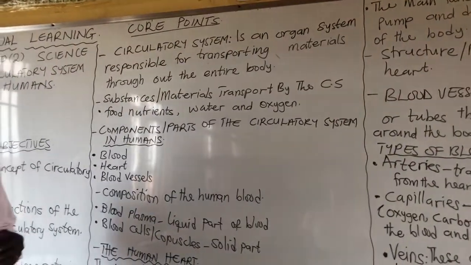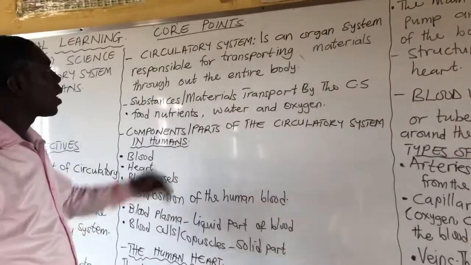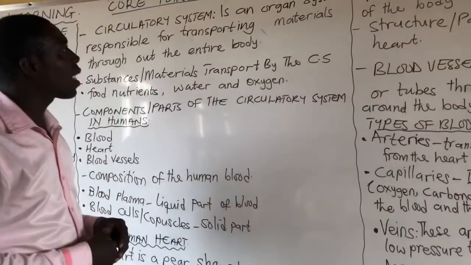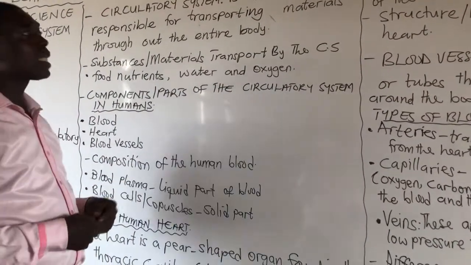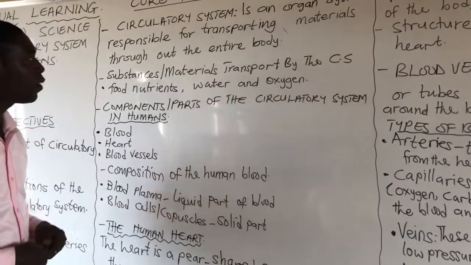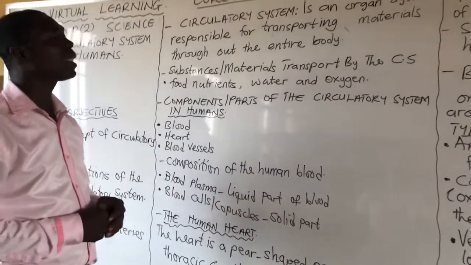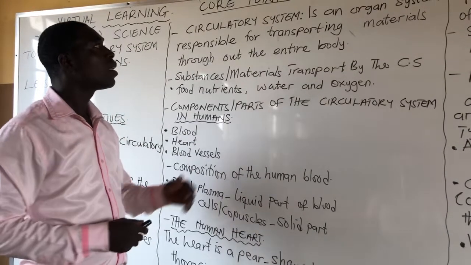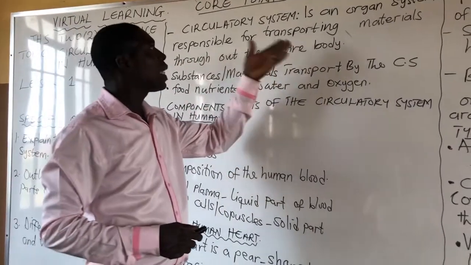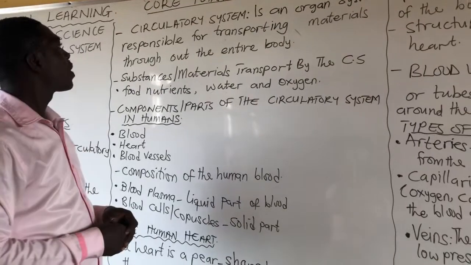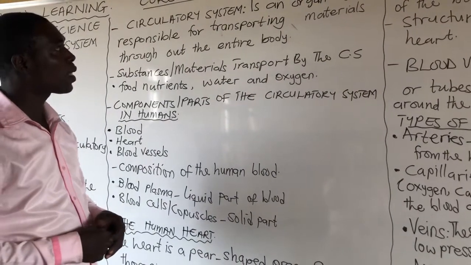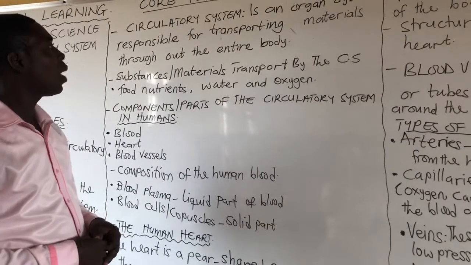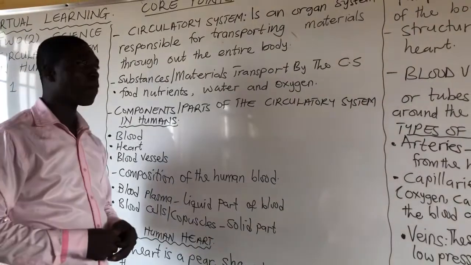What is the circulatory system? The circulatory system is an organ system responsible for transporting materials throughout the entire body.